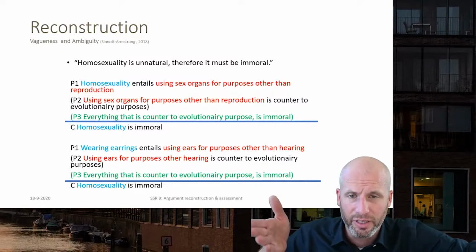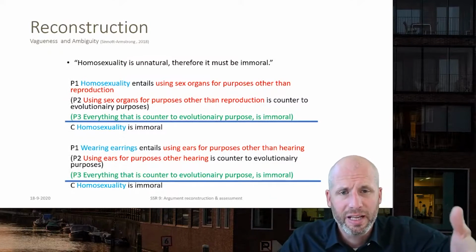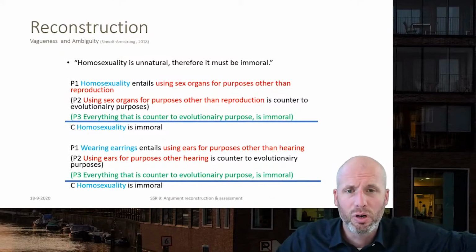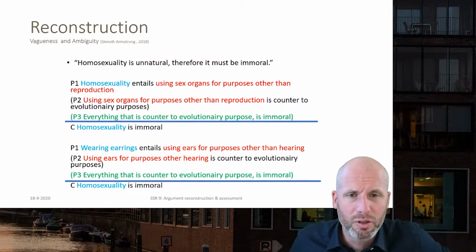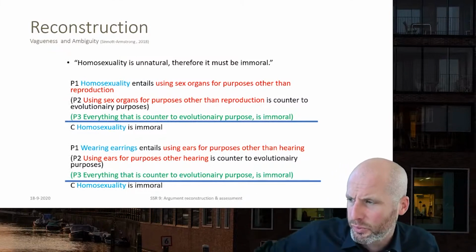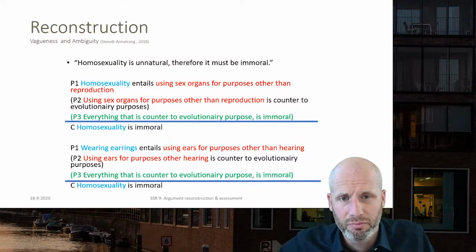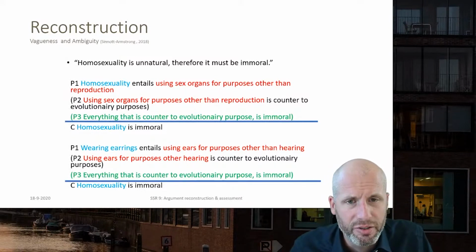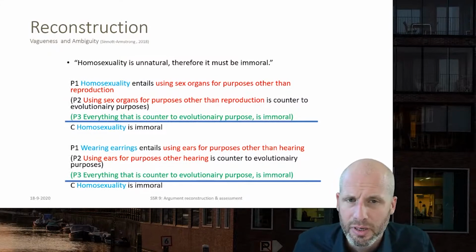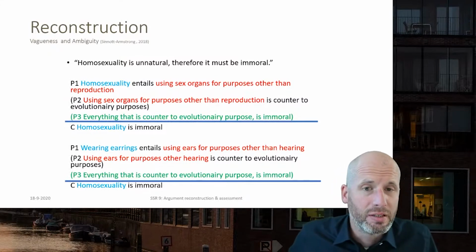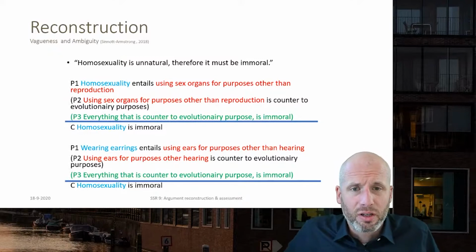So, okay, you're saying unnatural. Is this what you mean? Is that what you mean? Is this what you mean? It has to be one of these, right? Because otherwise it wouldn't become more clear. So if you've gone through three interpretations and you've shown that it doesn't matter which interpretation you choose, it's still an unsound argument, then you're basically done, right? So you know for yourself that the argument is unsound.